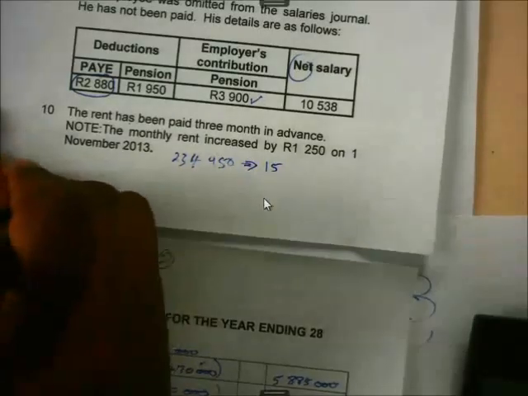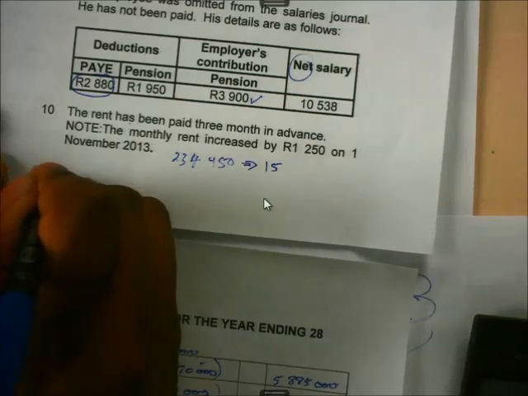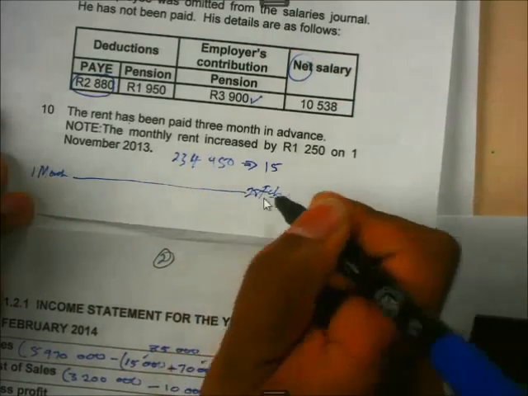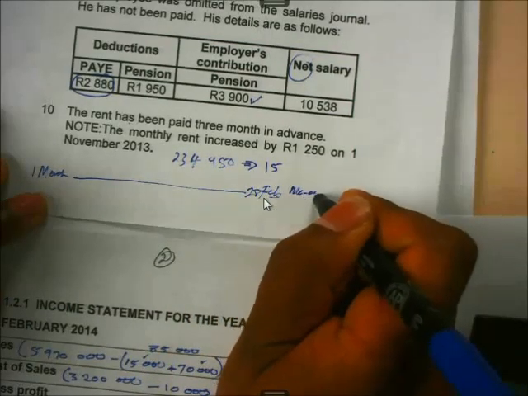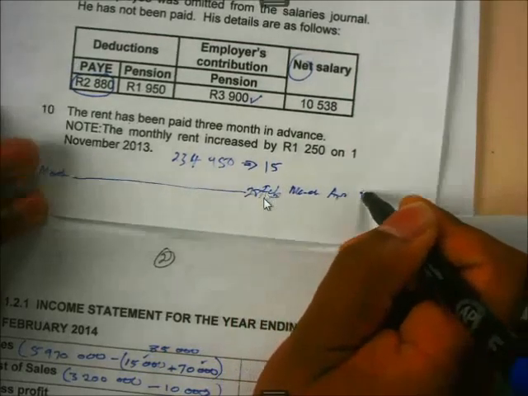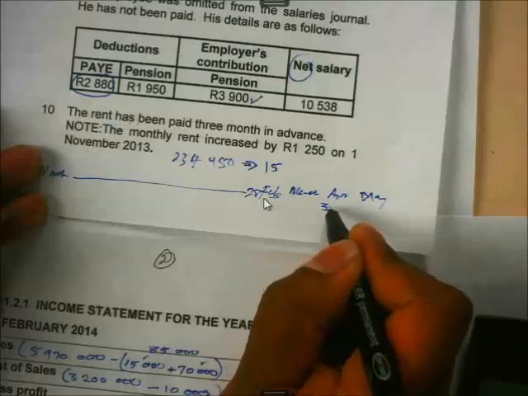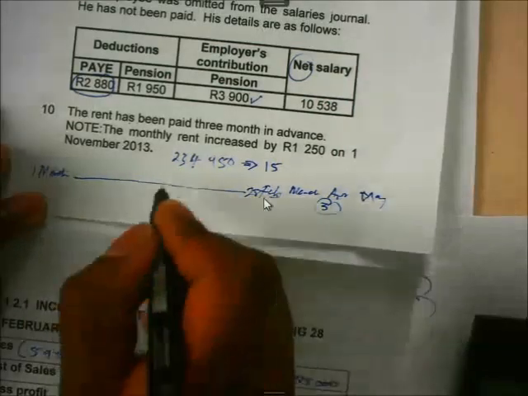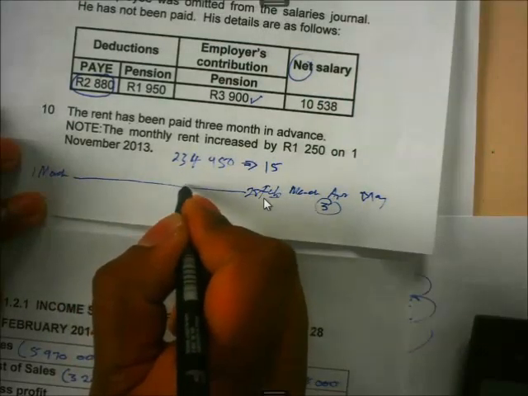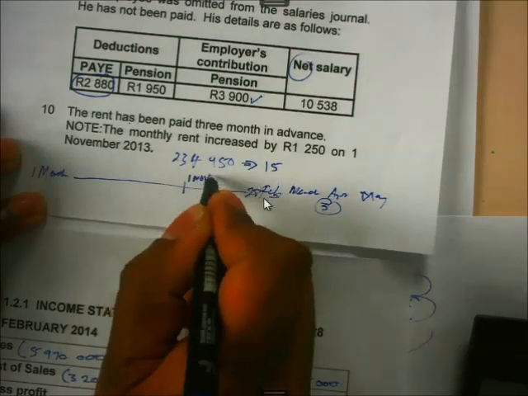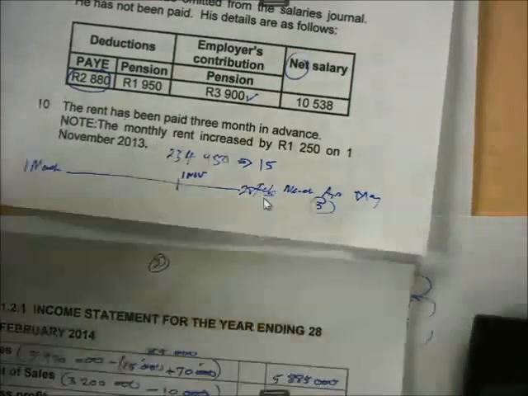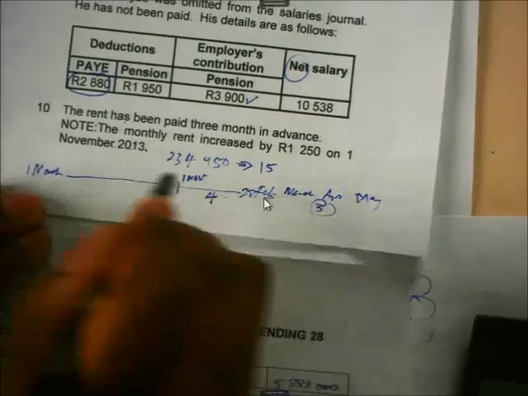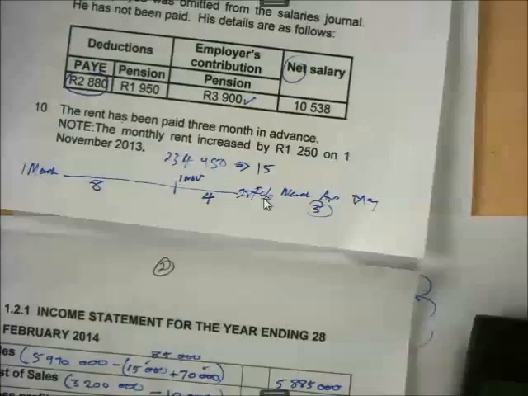Now, what we need to do is to plot our financial year. Our financial year started on 1 March and ended on 28 February. But we still also paid for March, April, and May, which means we paid for a further 3 months. Now, when did the rent increase? The rent increased somewhere on 1 November. Which means here we have November, December, January, February, 4 months. And then before that, it means now we'll have 8 months there.